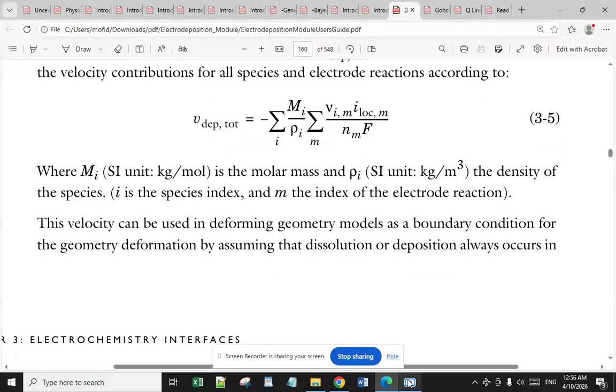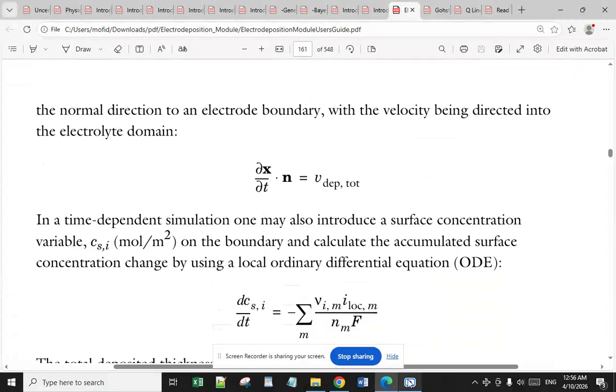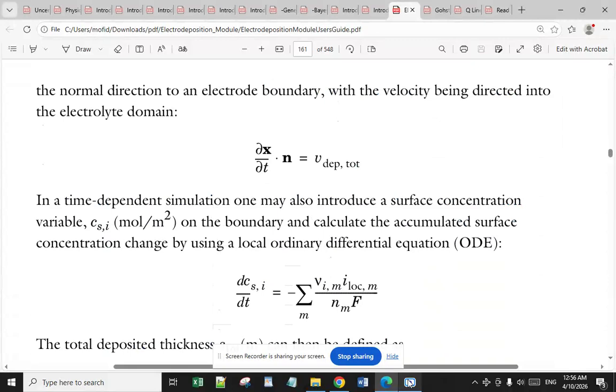The density of the species, i is the species index and m the index of the electrode reaction. This velocity can be used in deforming geometry models as a boundary condition for the geometry deformation by assuming that the deposition or the position always occurs in the normal direction to an electrode boundary, with the velocity being directed into the electrolyte domain. dx/dt multiplied by n is equal to the velocity deposition total.